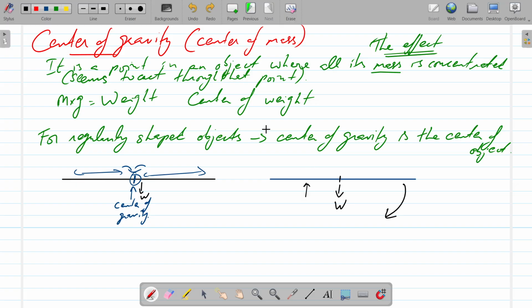Okay, the human body also has its center of gravity at the center of your body. Now the center of your body is perhaps somewhere in the abdominal region.